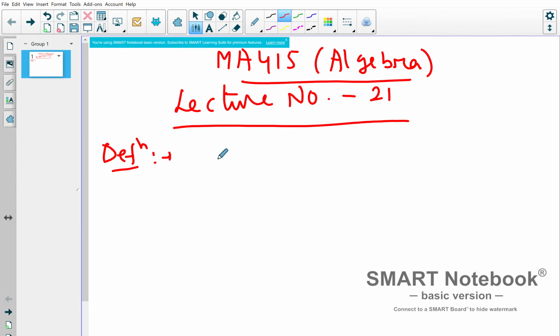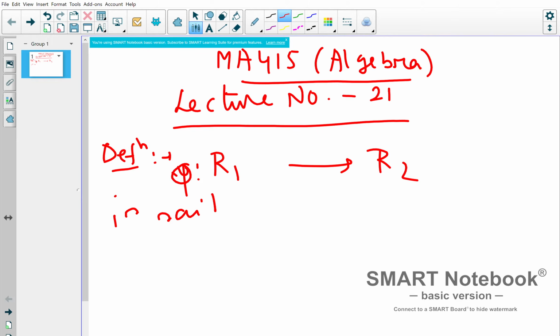Suppose we have two rings, say R1 and R2. And when I am saying rings, I mean with respect to two operations, plus and dot. So we define something called a ring homomorphism. So this phi is said to be a ring homomorphism.